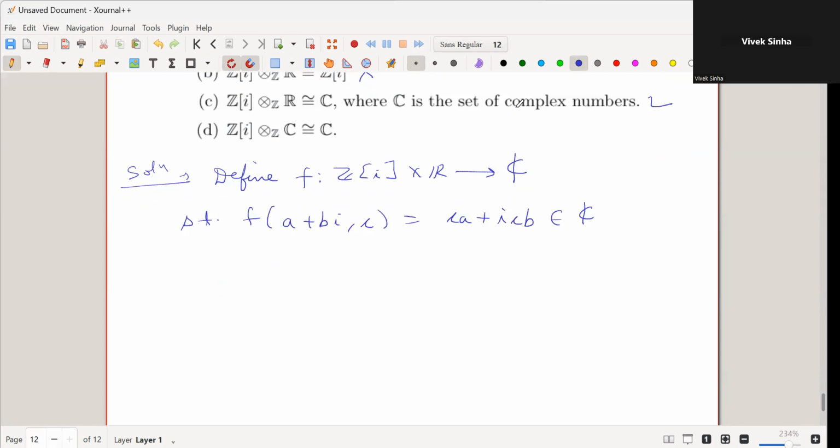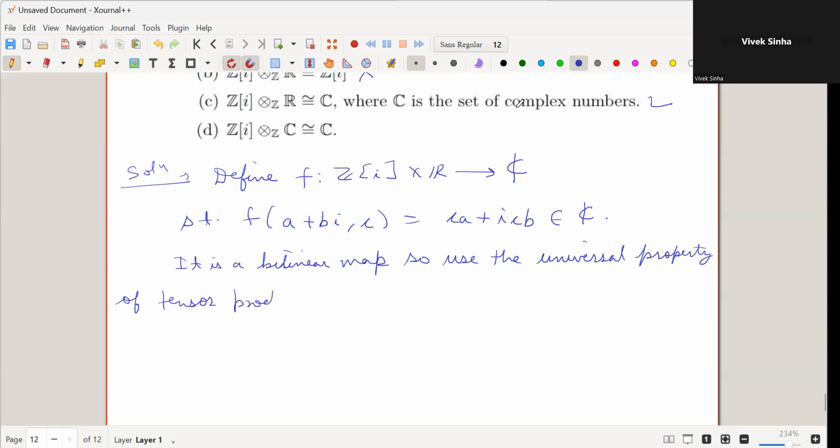Then it is a bilinear map. So use the universal property of tensor products to show that Z[i] tensor with R is isomorphic to C. Okay.